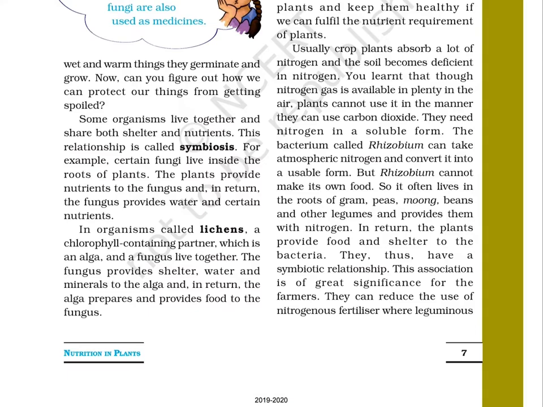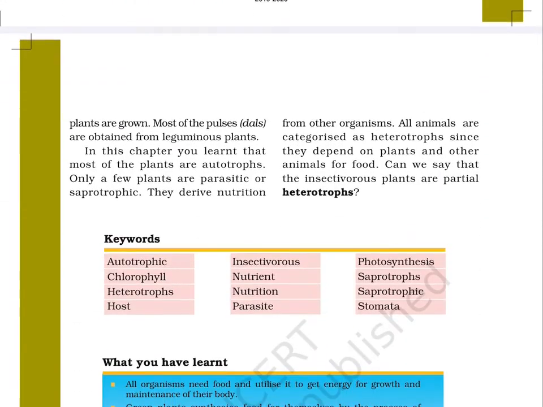But rhizobium cannot make its own food, so it often lives in the roots of gram, peas, moong, beans, and other legumes and provides them with nitrogen. In return, the plants provide food and shelter to the bacteria. They thus have a symbiotic relationship. This association is of great significance for the farmers. They can reduce the use of nitrogenous fertilizers where leguminous plants are grown. Most of the pulses or dals are obtained from leguminous plants.